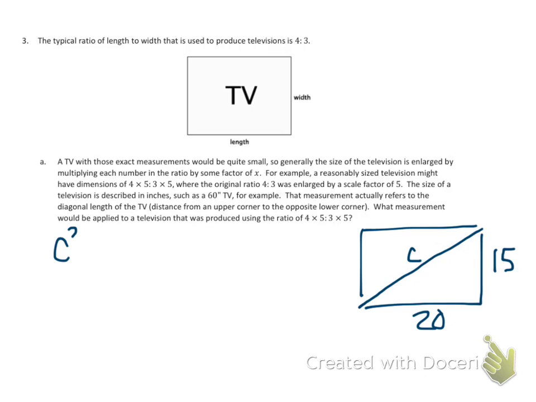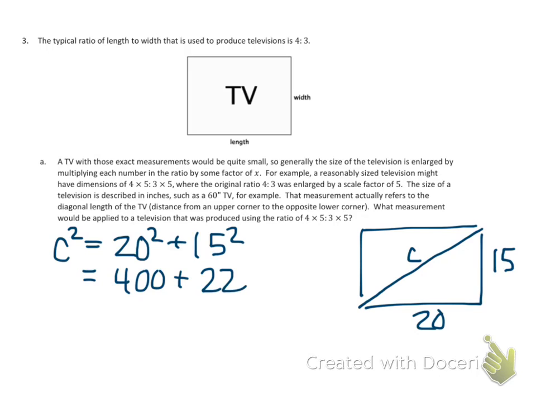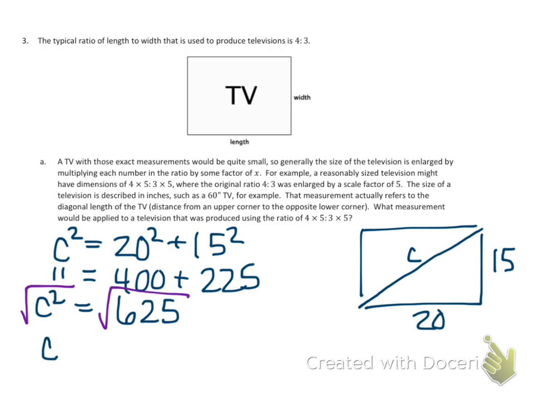So we can use the Pythagorean Theorem. C squared is 20 squared plus 15 squared, and that's 400 plus 225. So C squared is equal to 625. And so I can take the square root of both sides. The square root of C squared is C, and the square root of 625 is actually 25. Have we been given a unit? Inches. Okay, so that would be 25 inches, and that would be a 25-inch TV. So we'd call this a 25-inch TV here.